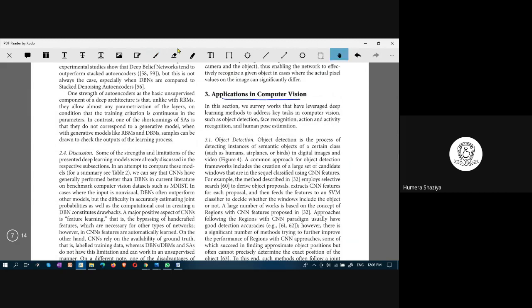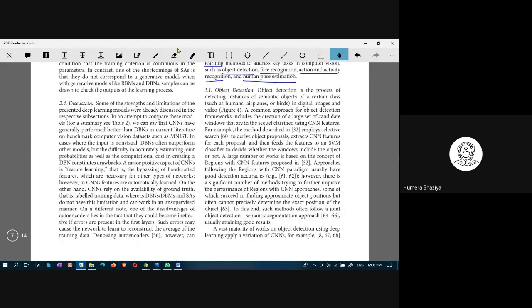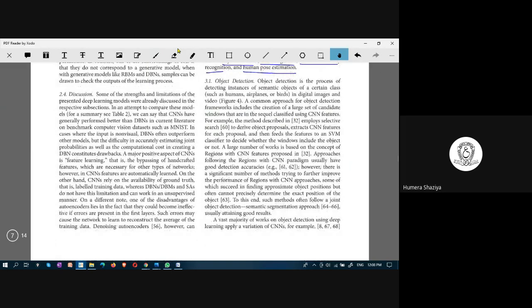So, the first application is object detection. Next is face recognition. Next, action and activity recognition. Human pose estimation. These are all applications of deep learning in computer vision. Let us look at object detection first.